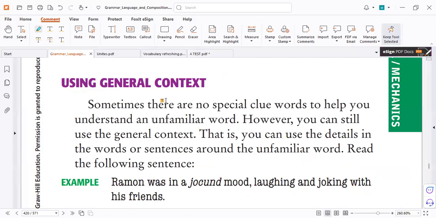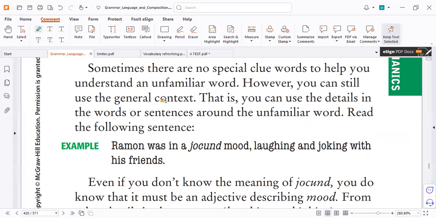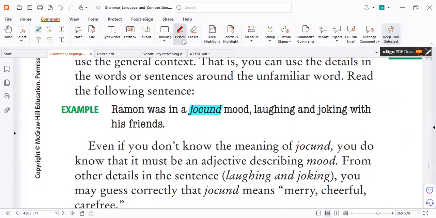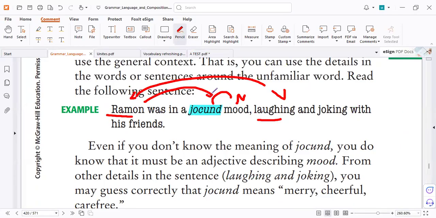Okay. We have something called the general technique: general tone, general atmosphere, general mood can help you to know the word. For example, here, jocund. Jocund is an adjective describing the noun mood. Who was in this mood? This Raymond. Raymond did the action, so this action is done by this person, and this person has this mood.